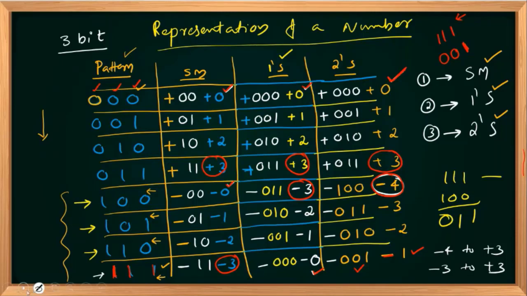So if n equal to 3, you can represent from -3 to +3 in the case of signed magnitude. Again, if n equal to 3, in the case of one's complement representation, you can represent from -3 to +3. Whereas in the case of two's complement representation, if n equal to 3, I can represent from -4 to +3. Right?